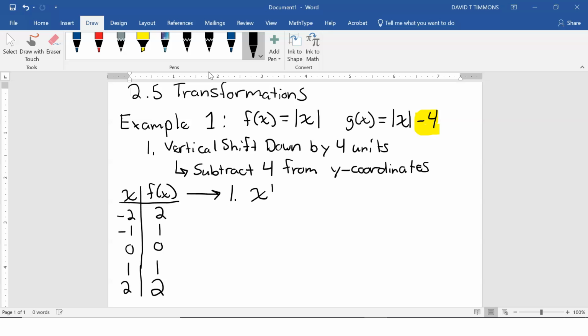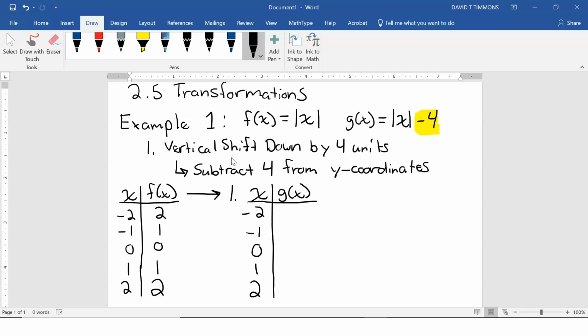So again, my table of coordinates, I'll have x, and then I will have g of x. Now, because this is a vertical shift, we're manipulating the y coordinates, but notice we're not changing anything with the x coordinates. So this column here of x values, we're not going to change at all. There'll be no manipulation. So I can just copy that column of numbers over.